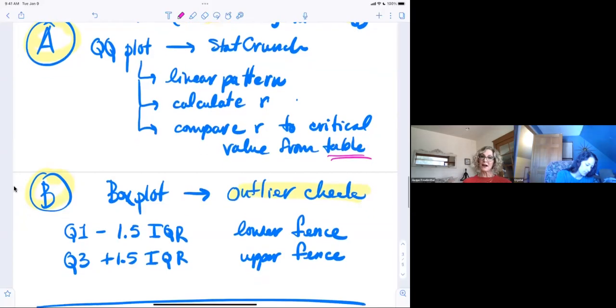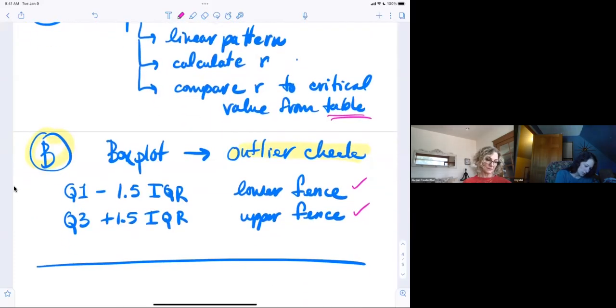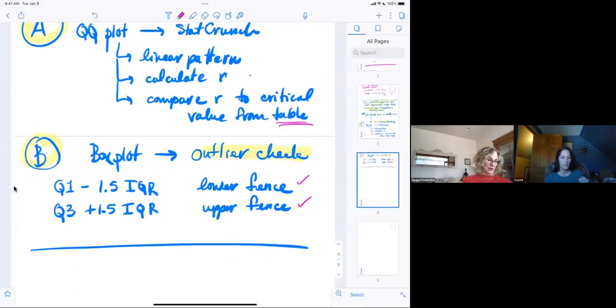The box plot, you do an outlier check. So you take your first quartile and you subtract 1.5 times the IQR. You're checking your lower fence and your upper fence values to see if there are any values that fall outside of the lower fence and the upper fence. Those would be considered outliers. Okay, so those are just notes and not a formula, maybe a recipe of what to check and what to look for.